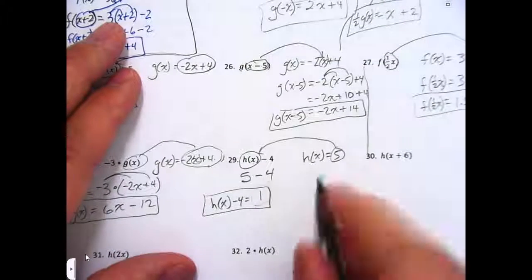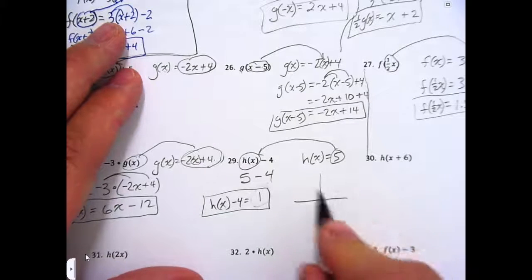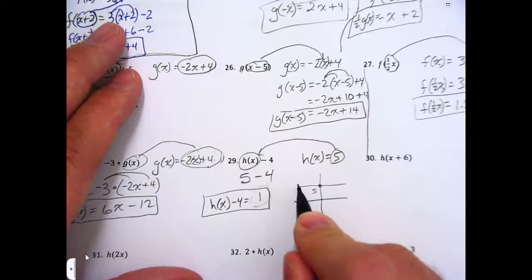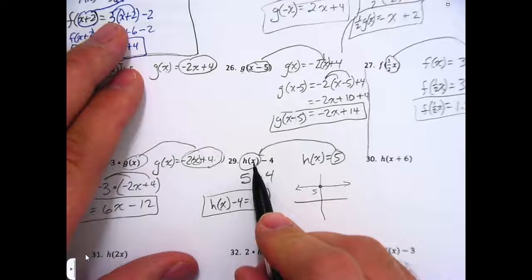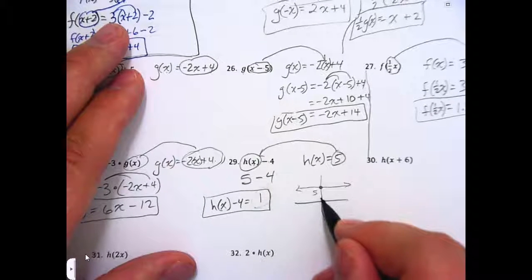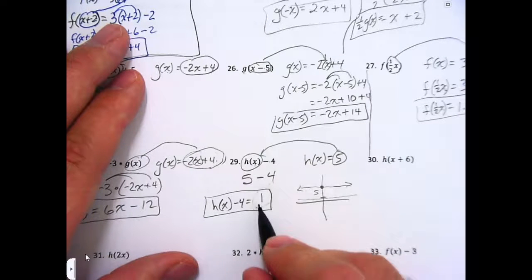Remember what we're graphing here. If I was to draw a picture of this, it's the same as y equals 5. y equals 5 is like right here. It's that line. So this says I'm taking my function and I'm shifting it down 4 units. So it just moves down 4, it moves to 1, which is what this is saying now.